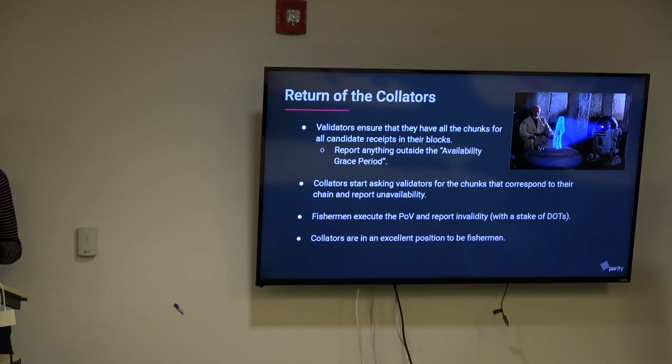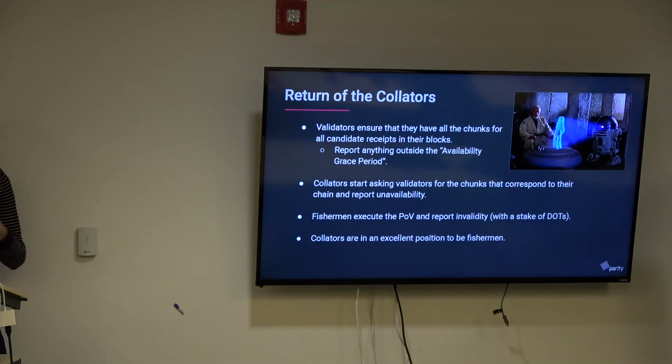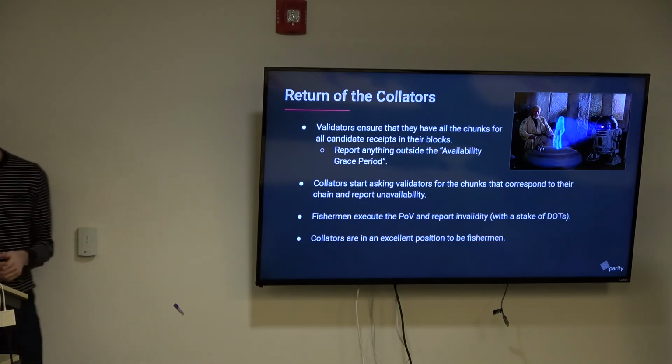But you can kind of see here that collators are in a pretty good position to be fishermen. Like they're already asking for this block back. They might as well execute it and check if it's valid as well. But they don't have to. You could have fishermen who aren't collators, and you could have collators who aren't fishermen. Collators don't need to have a stake of DOTs because they don't really have anything to do with DOTs, but fishermen do, because if you claim something is invalid and it's actually valid, then we have to be able to slash you for that.